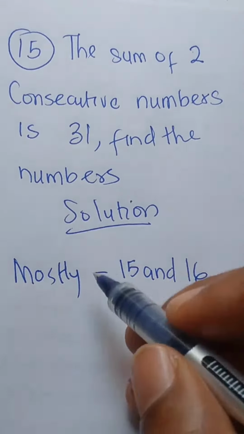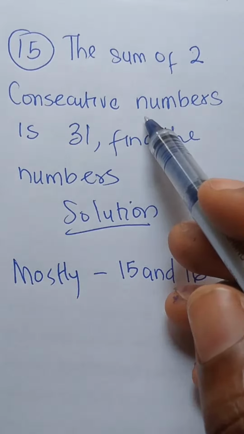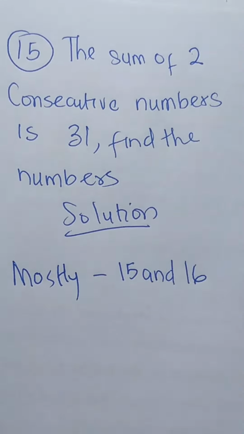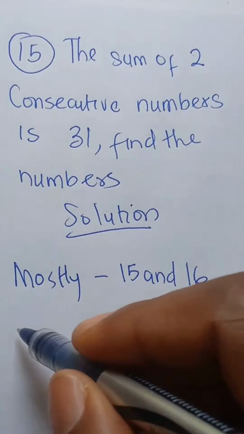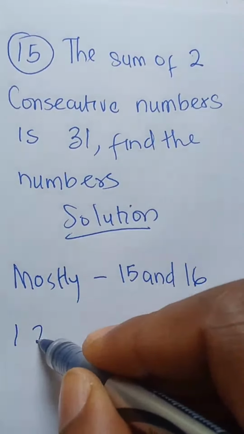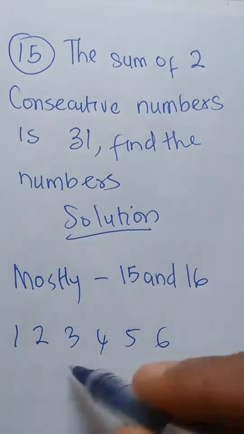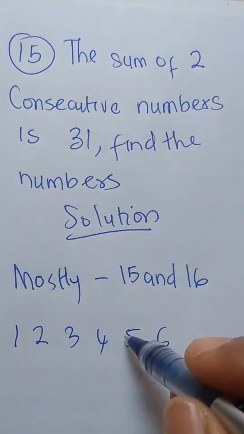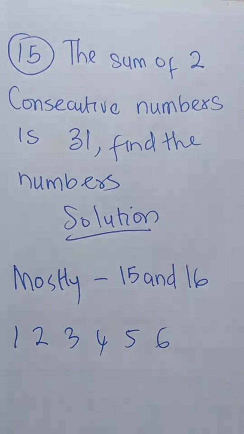So let's go. Now to solve this, they say the sum of two consecutive numbers. Then what are consecutive numbers? Consecutive numbers are numbers following each other immediately. So consecutive numbers are numbers like 1, 2, 3, 4, 5, 6. They follow each other immediately. If you say 1, 3, 7, they are no more consecutive.